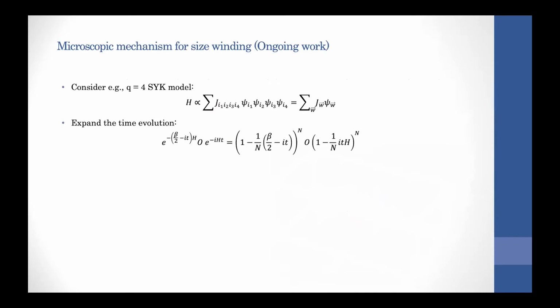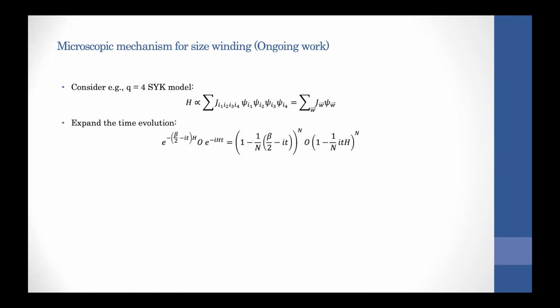So let me talk about the microscopic mechanism. I can't do it with Paulis, but I'm going to do it for the SYK model. So here is your SYK Hamiltonian. You have these couplings, and you have 4 Majoranas. And you have this time evolution of a local operator. I'm just going to split this time evolution into n steps and write it as 1 minus something over n. So this is just like an ordinary expansion of an exponential.